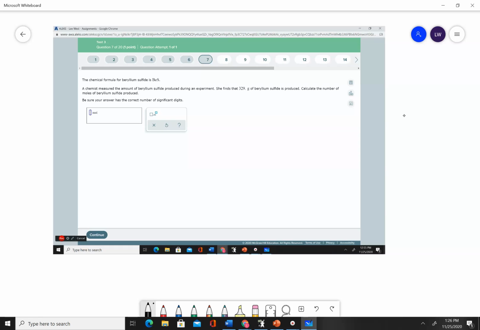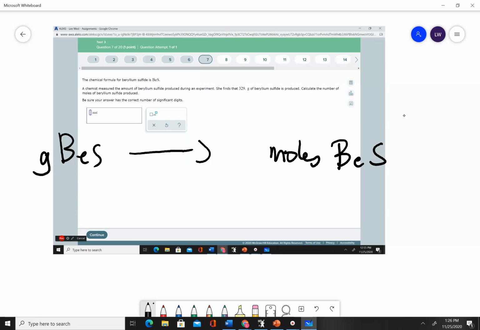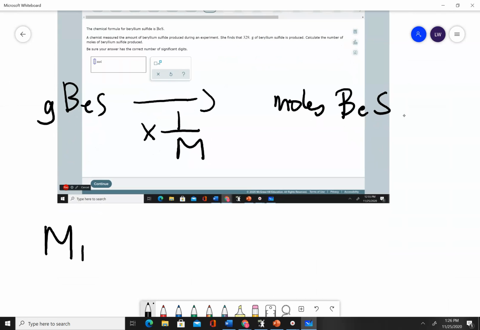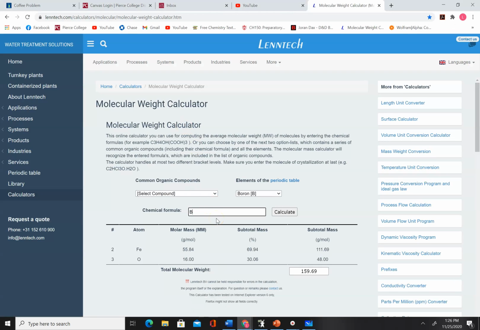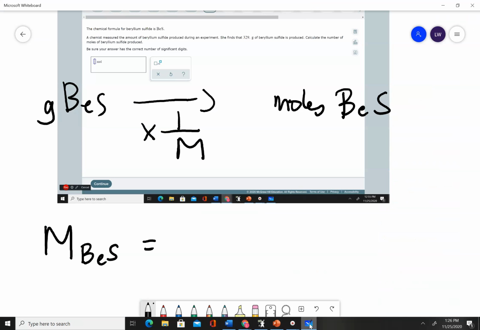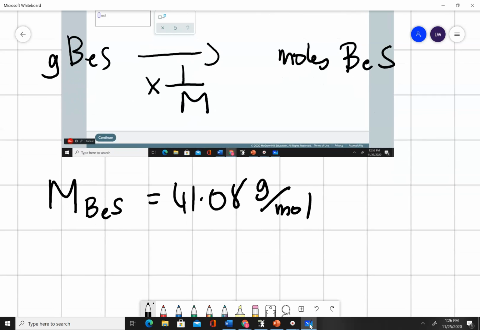So this is really easy because we're just going to go from grams of beryllium sulfide to moles of beryllium sulfide. And if you recall from the last question, in order to do that, we're going to multiply by 1 on the molar mass. So we do need to look up the molar mass of beryllium sulfide and see what that is, but that's relatively straightforward, right? We just go BeS, 41.08 grams per mole, and then now we just do our math.